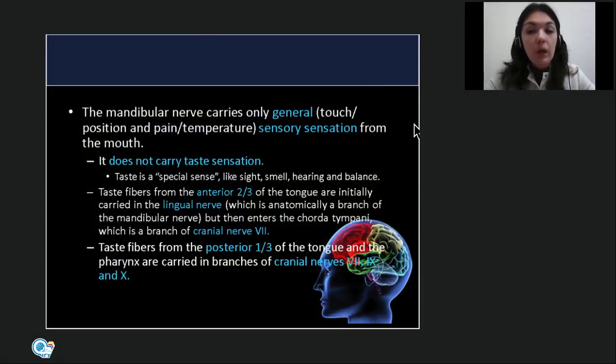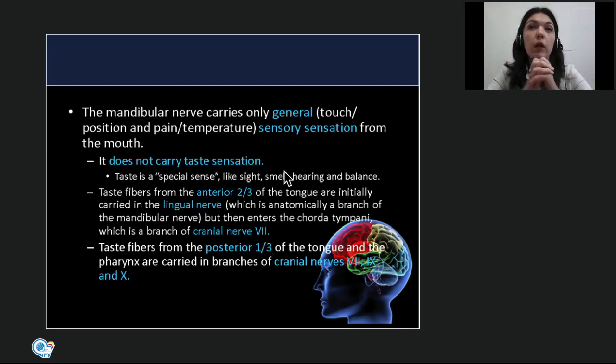Motor fibers of the trigeminal nerve are present only in its third branch, that is the mandibular nerve. The maxillary nerve and ophthalmic nerve are purely sensory. So the mandibular nerve also contains sensory fibers. It carries general touch, position, so proprioceptive, and pain and temperature sensation from the mouth. It doesn't carry taste sensation. Please pay your attention to it.